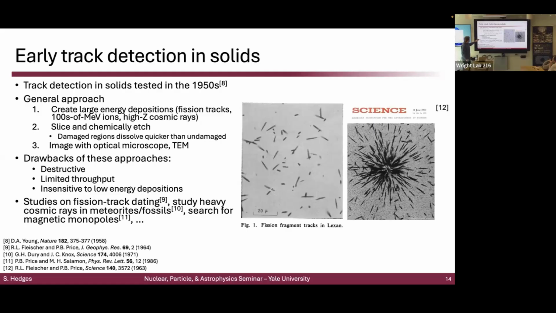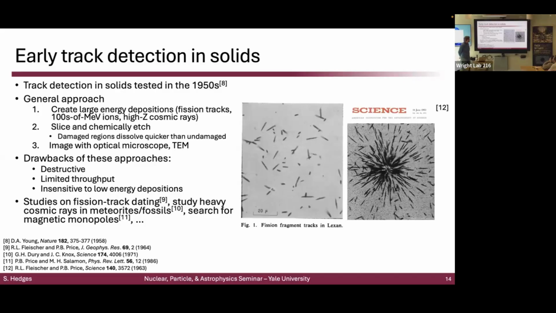The general approach of all of these early efforts was to create some large energy depositions, such as fission tracks, or they take these samples to accelerators where they'd expose them to hundreds of MeV ions, or they would look for high Z cosmic ray interactions. That would damage the material. Then they would take that and slice it into thin slices and etch away the tracks. The damaged regions would actually etch faster than the non-damaged regions, and that allowed them to then blow up these tracks to a large enough size where they could image them with an optical microscope or a TEM.